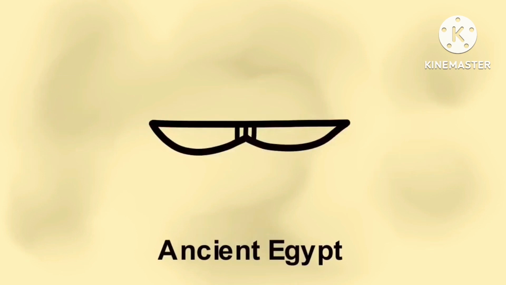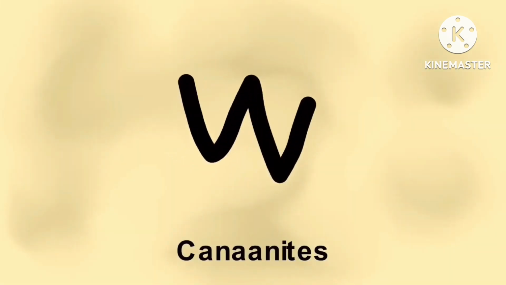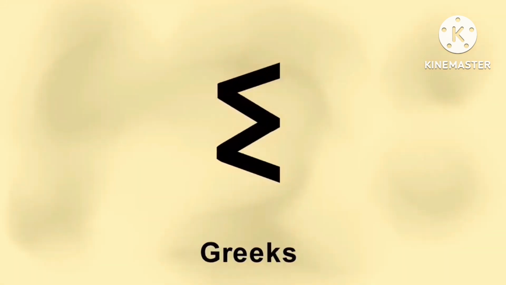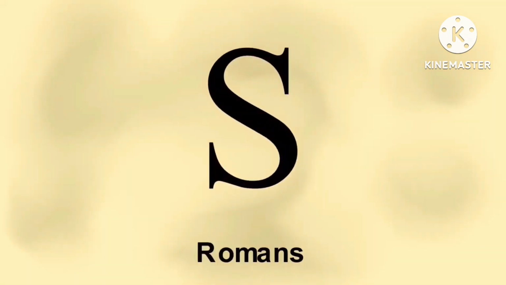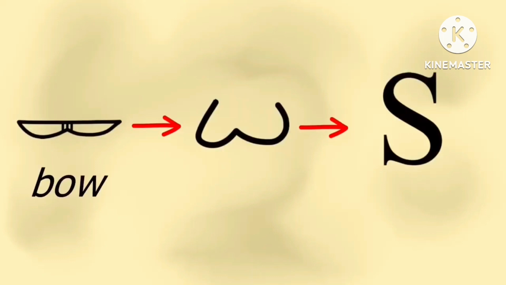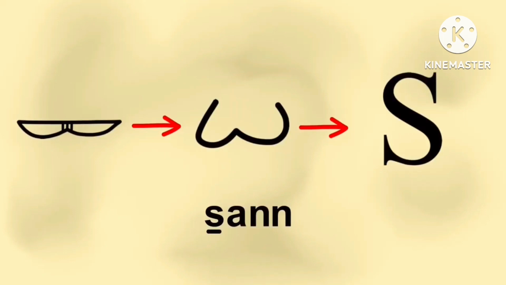This bow also evolved to the letter S. Bow was called Thun. Below the S you can see a little line. That line indicates that this sound is pronounced only, so the sound is like thun.